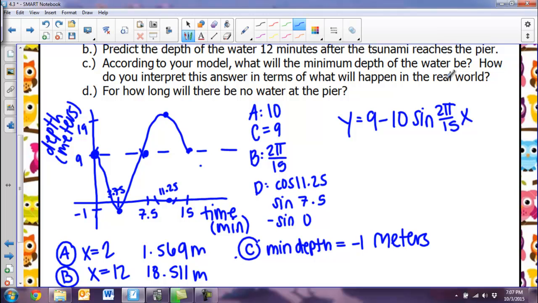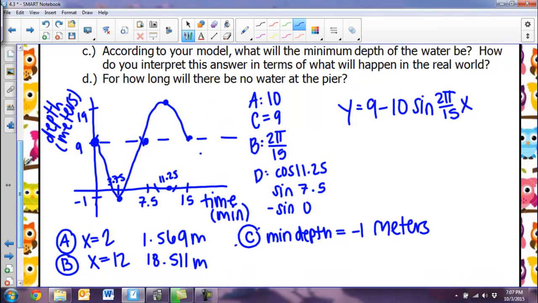It asks then, how do you interpret this answer in terms of what will happen in the real world? Well, if I'm thinking about this wave going someplace and it was -1 meters of depth, that would mean this right here is like the ground. This is the bottom of the ocean. And so my wave is underneath the ocean. And that doesn't really make sense. So the water would be below the ocean.